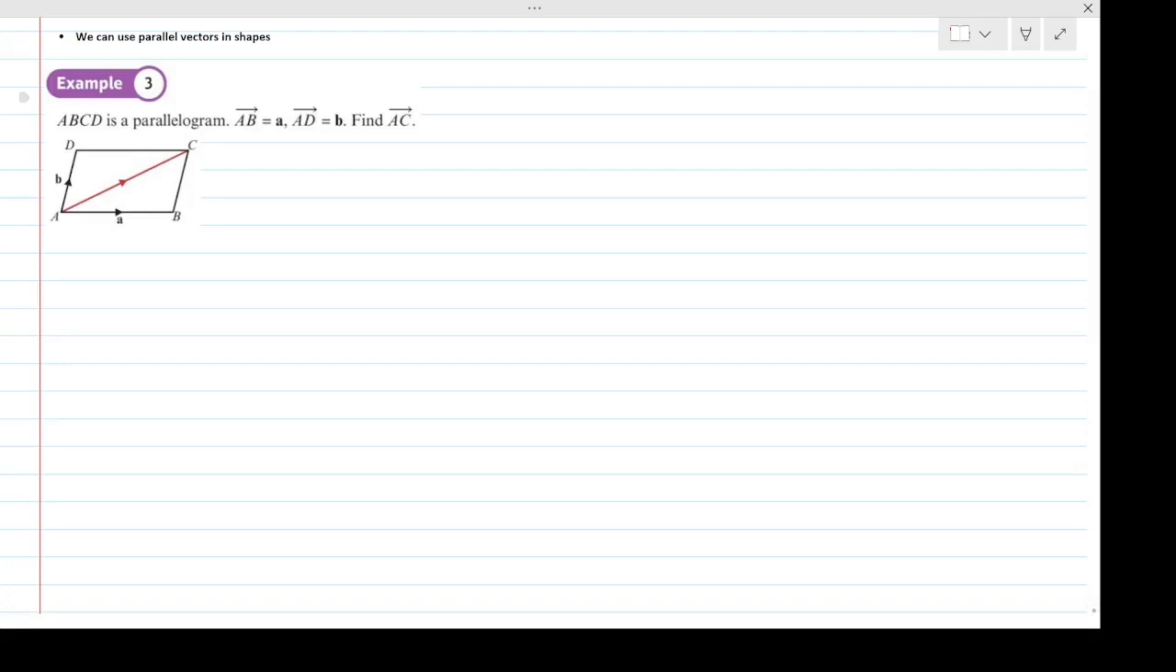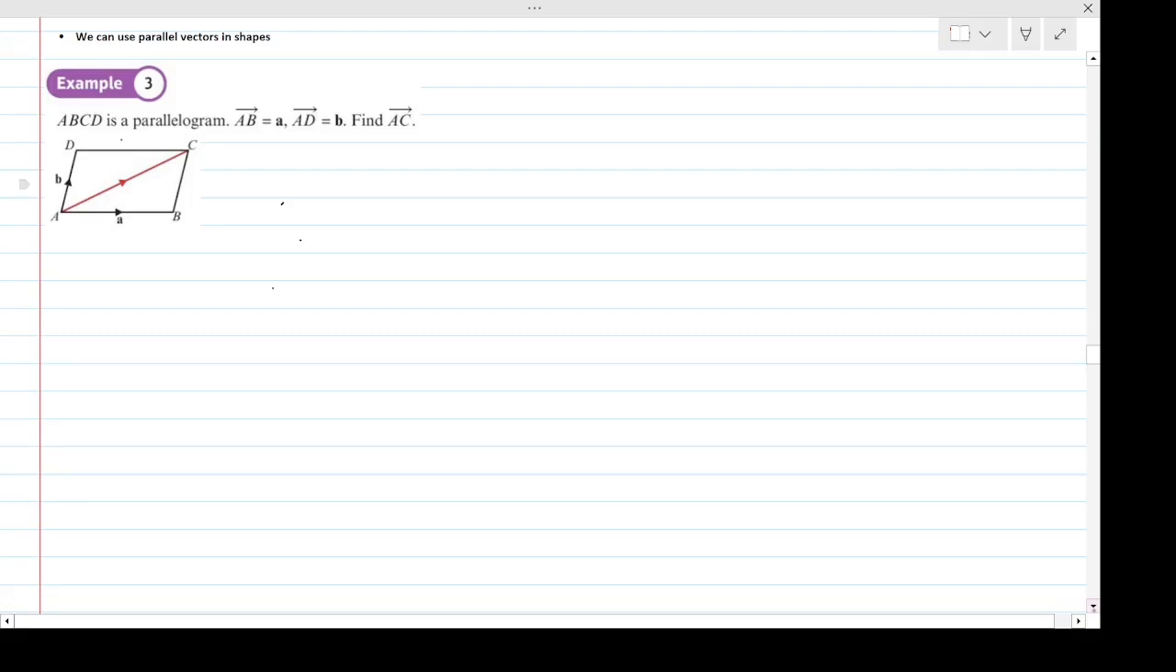So we are given ABCD is a parallelogram. AB is A. AD is B. We need to find AC, which is going to be that vector there. Well, if it's a parallelogram, then think back to parallelograms, the opposite sides of a parallelogram are parallel, right?